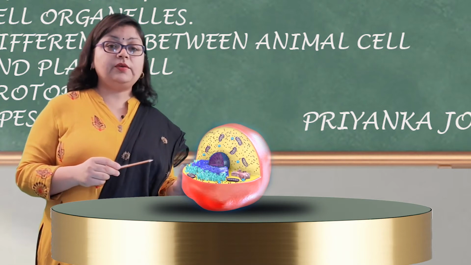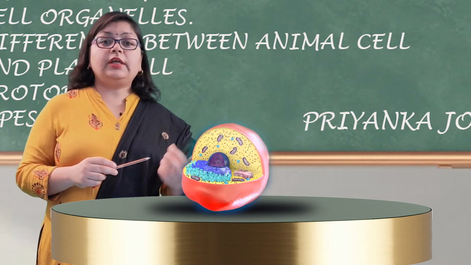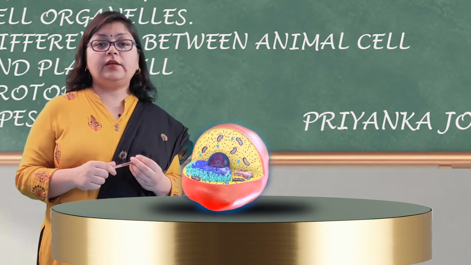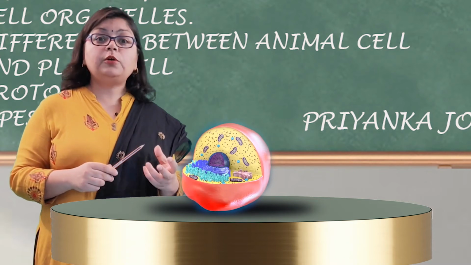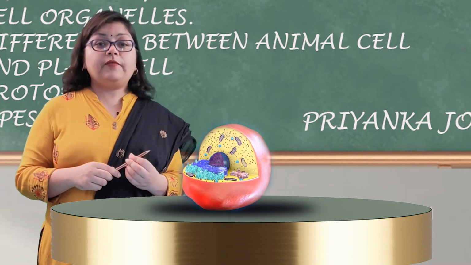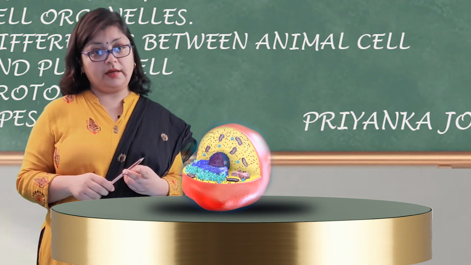So these granules contain the starch, and the animal cell stores its food in the form of glycogen. And the fat granules are basically for the food of the cell. So these are the cell organelles which are present both in plant cell as well as in animal cell.